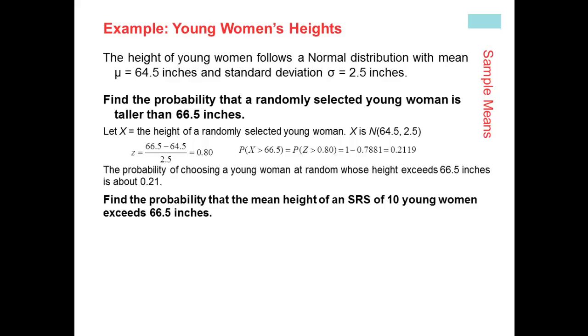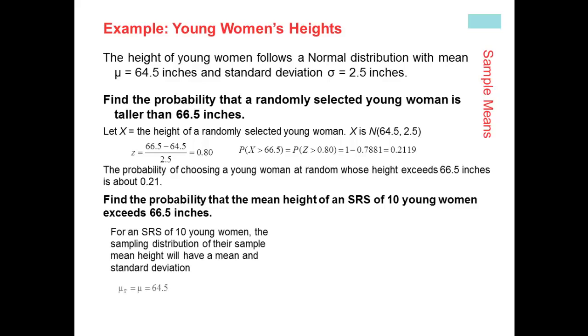Next, what I want to do is find the probability that the mean height of a simple random sample of 10 young women would exceed 66.5 inches. So this time, instead of just one woman, I'm looking at a simple random sample of 10 and averaging those heights together and finding the probability that that average height would be greater than 66.5 inches.